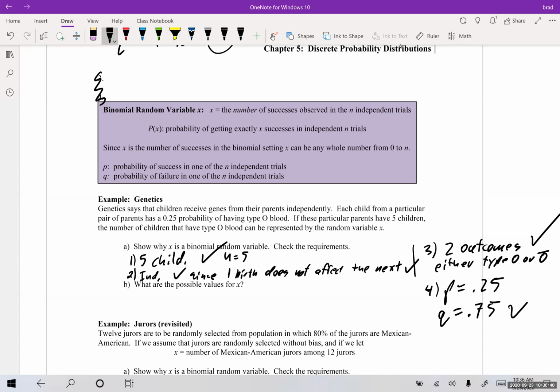So everything checks out. What are possible values for X? X could equal 0, 1, 2, 3, 4, or 5, right? Because there could be 0 children with type O, there could be 1 child with type O, 2 children, 3 children, 4 children, or 5 children with type O, okay?